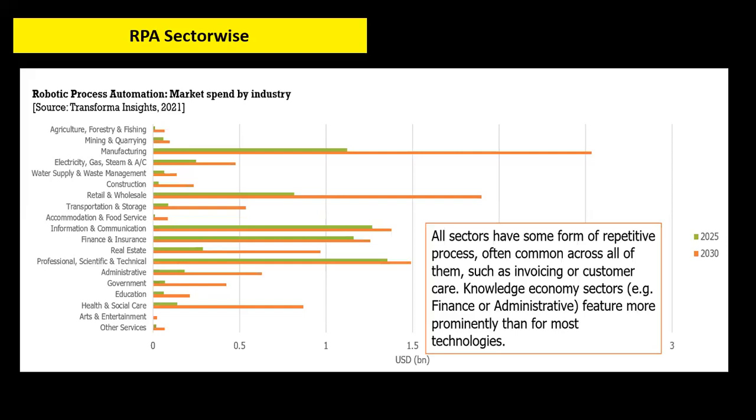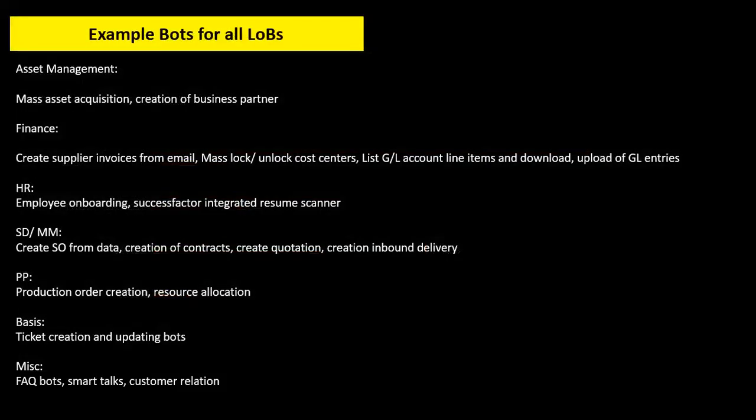As I displayed over here, till last year, 2022, manufacturing has increased its process automation. I have jotted down some examples over here, and you can map them to your domain also. You can start thinking how many processes you can automate. From an asset management point of view, you can have mass asset acquisition, creation of business partners. From a finance point of view, you have create suppliers, invoice from email, mass lock unlock cost centers, list GL accounts, line items, and upload GL account entries.